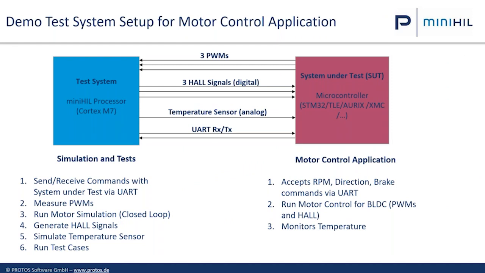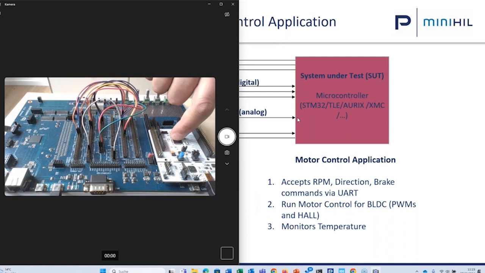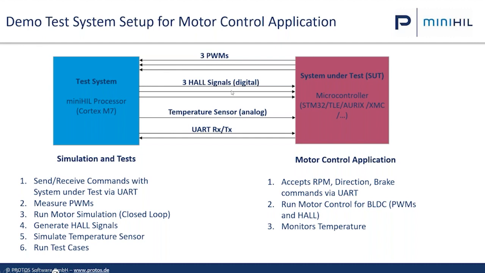So let's have a look at a little demo I'm giving you now. The demo test system with the system under test. I have a microcontroller STM32. I'm going to show you this on my desktop here. So that's the system under test, STM32. That's the test system. Here I've wired all those signals. So the signals are 3 PWMs to control the BLDC motor. Then the test system measures the PWMs, starts the simulation once, calculates the new speed, and generates Hall signals according to the new speed.